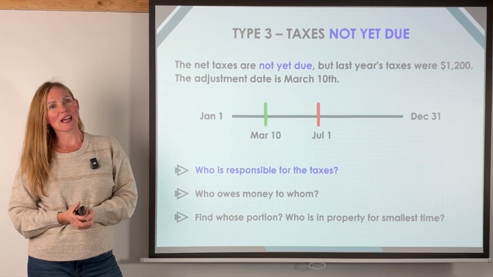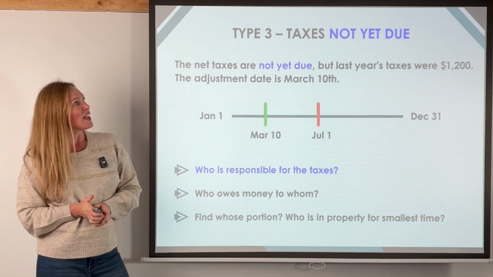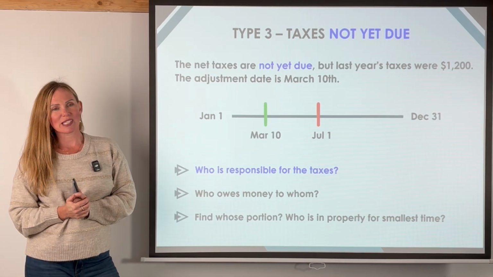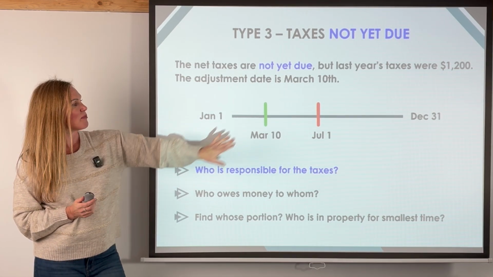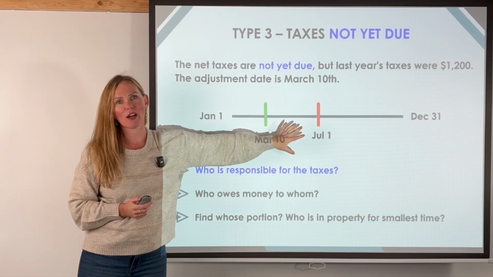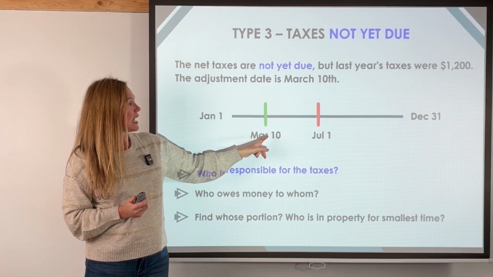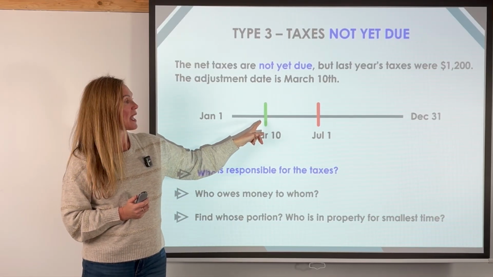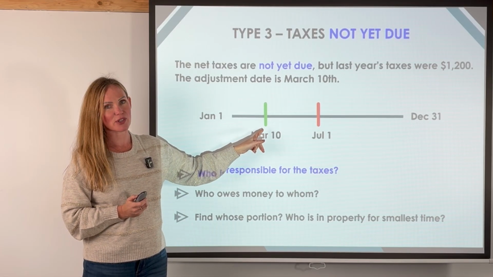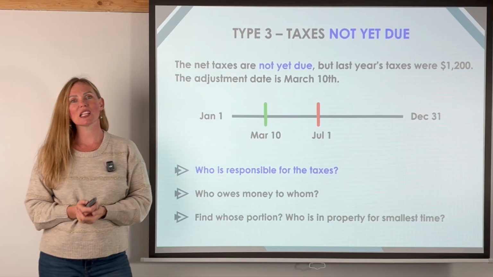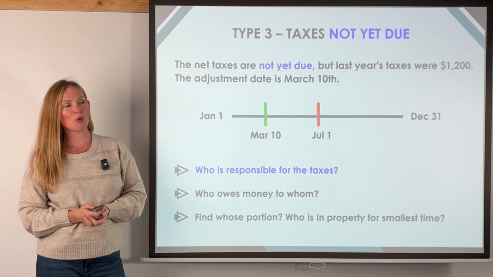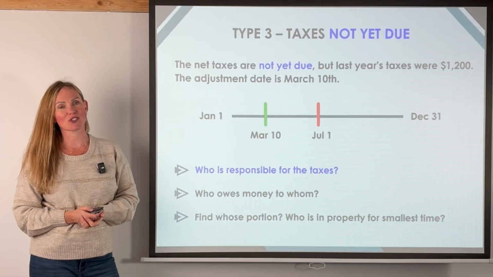Okay, example number 3. Taxes not yet due. So that means it's in the future. That means the sale happens way before July 1st. You see what's happening here? So the buyer bought the property and the adjustment date was on March 10th. So my first question is, who is going to live in the property on July 1st? Who will be paying the taxes on July 1st?